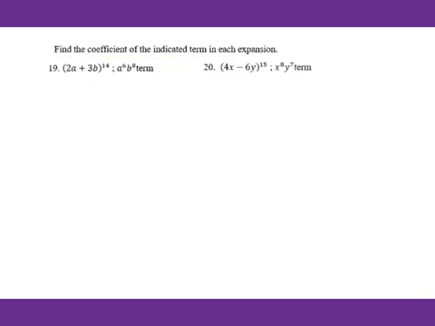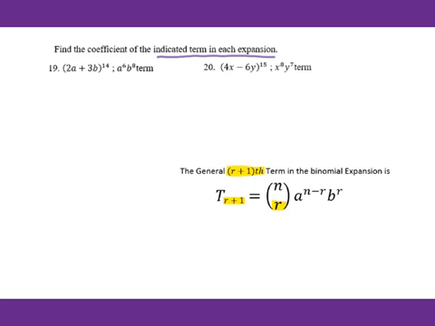Find the coefficient of the indicated term in each expansion. First of all, get the general form. General form, you will get 14 choose r, then 2a, do the 14 minus r's power, then 3b, you do r's power.